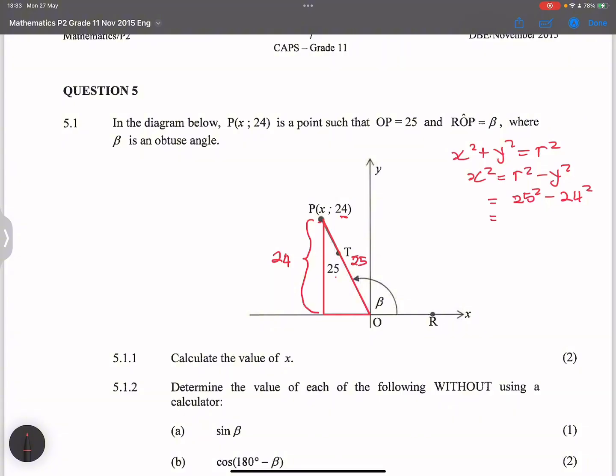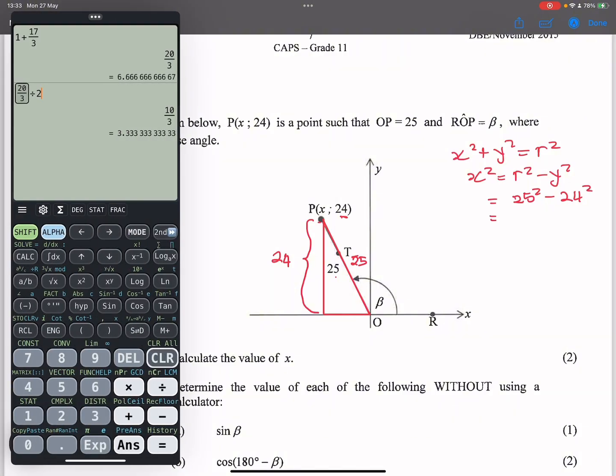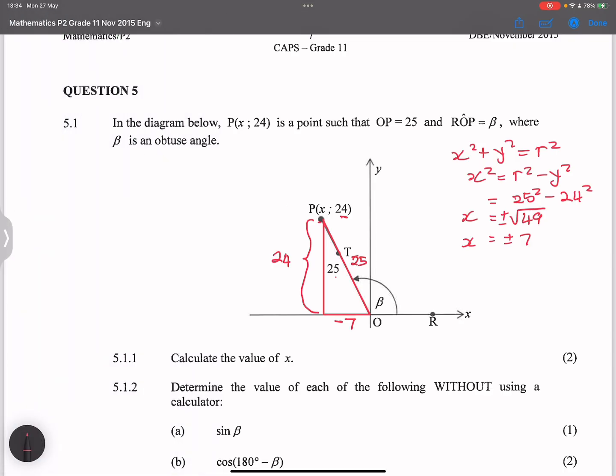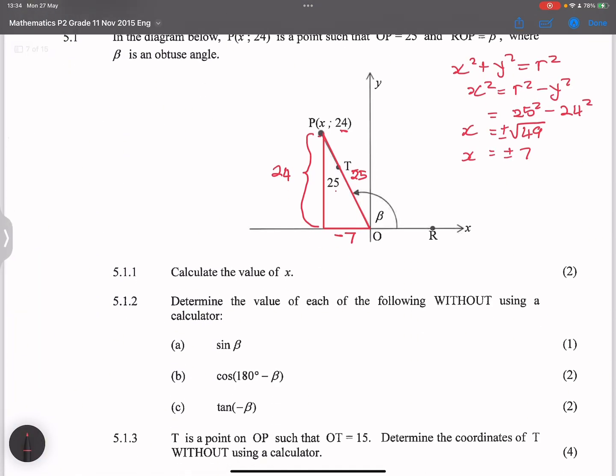And so this will give us 25 squared minus 24 squared. That gives us 49, and the square root of 49 would be plus or minus 7, right? But in this case, notice this is in the second quadrant, so that means that x would be negative 7. Now they say to us, determine the value of each of the following without using a calculator.